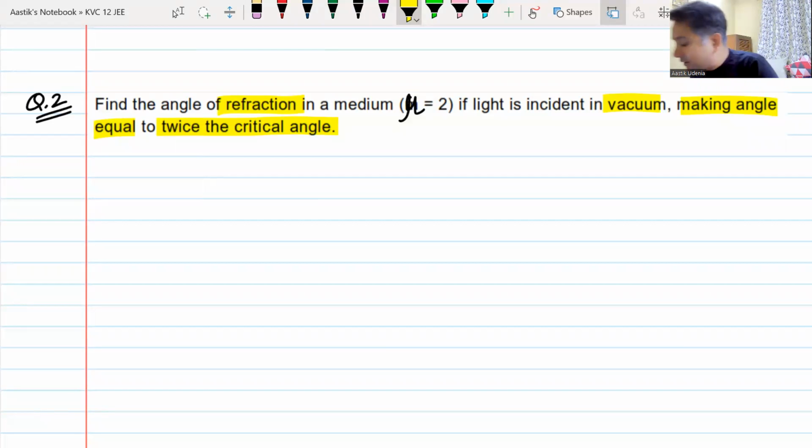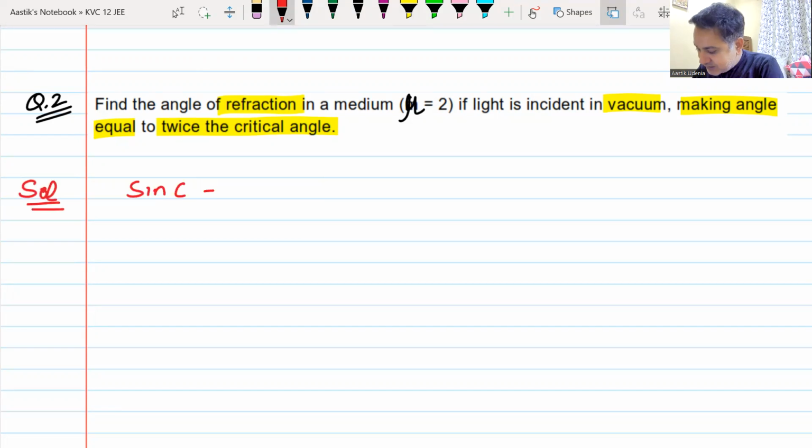First of all, you can find out. Has everyone solved this question? So how do we solve this? Solution. Let us find the value of sine C. Sine C is 1 by mu. Yes or no, my dear friends? So 1 by 2. Sine C is 1 by 2. So the critical angle becomes 30 degrees.